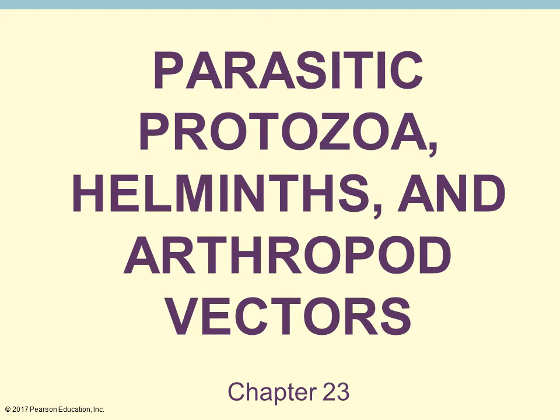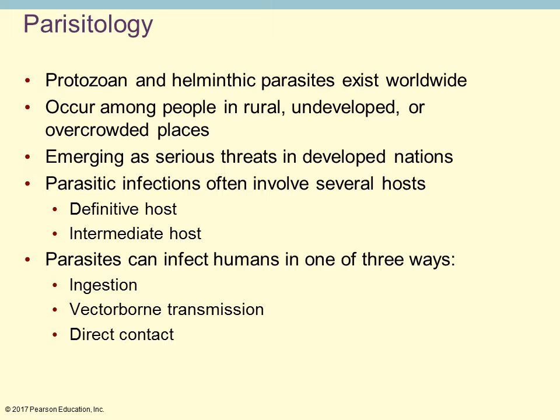This is chapter 23. It deals with several different things: parasitic protozoans, helminths, which are worms, and also diseases that are caused due to vectors, specifically arthropod vectors. In the field of parasitology, you're often looking at parasites that are either protozoan or helminthic.